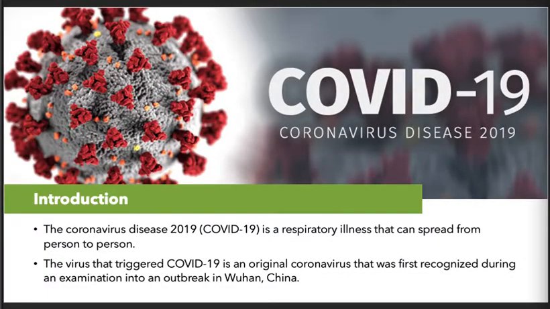To begin with, the coronavirus disease 2019, or COVID-19, is a respiratory illness that can spread from person to person. The virus that triggered COVID-19 is an original coronavirus that was first recognized during an examination into an outbreak in Wuhan, China. COVID-19 is spreading from person to person throughout the globe as well as in parts of the United States. The risk of infection with COVID-19 is much higher for people who are in close contact with someone known to have COVID-19.